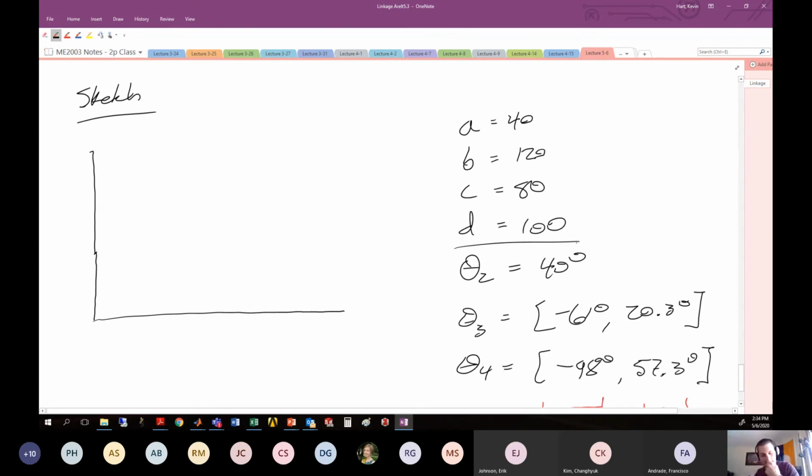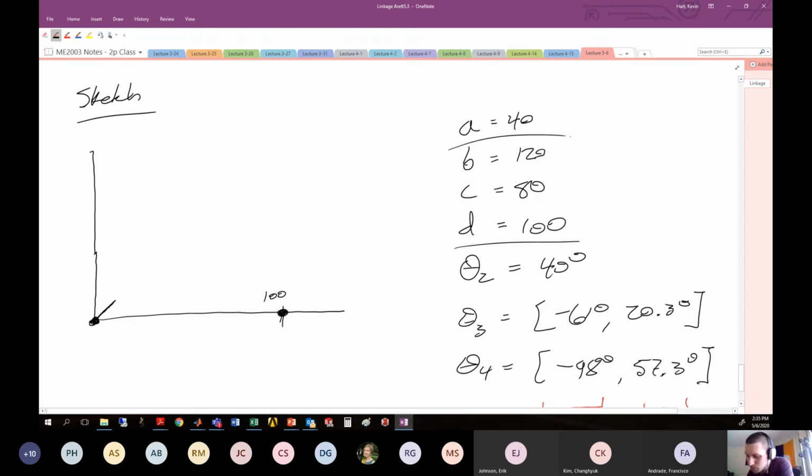This length D is the distance between the pins. So we have a pin over here and a pin over here, and measuring that out, it is a length of 100 millimeters from the left-hand side. Great. Now we have link A coming off at a 40-degree angle. So that's about 40 millimeters long.